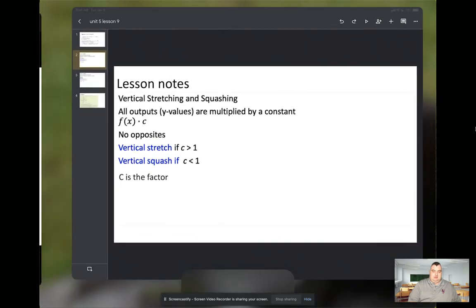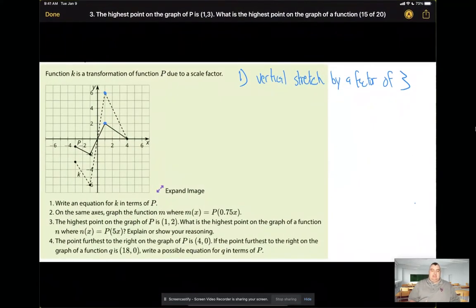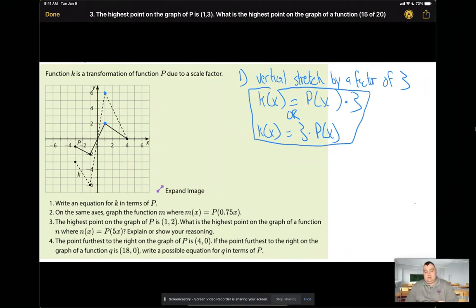Okay, remember from the previous lesson notes, when we're doing vertical stretches and squashes, we don't need to do the opposites. So we don't do the opposite and it goes outside. So to write my equation for K, it's going to be K of X equals P of X. And I'm going to do multiplying by 3 because I don't need to do the opposite. And it's going to go outside the parentheses. So it would be K of X equals P of X times 3. You could also write it like this. K of X equals 3 times P of X. Okay, with multiplication, it doesn't matter the order you put things in. Either one would be considered correct. So that's their answer to number 1.